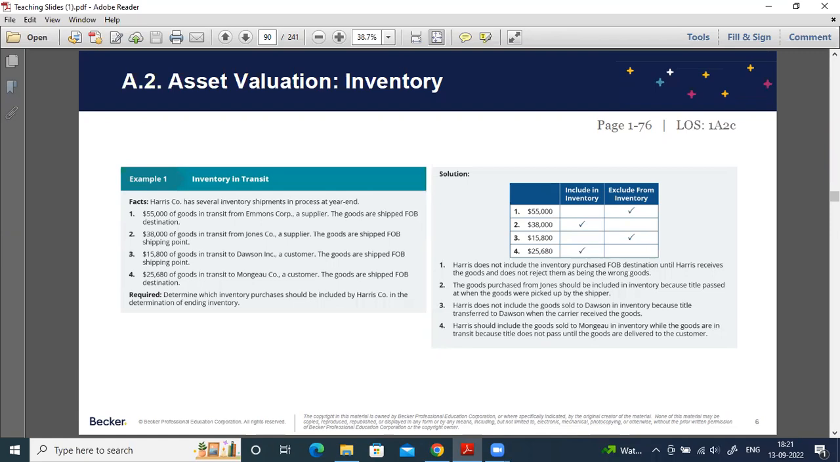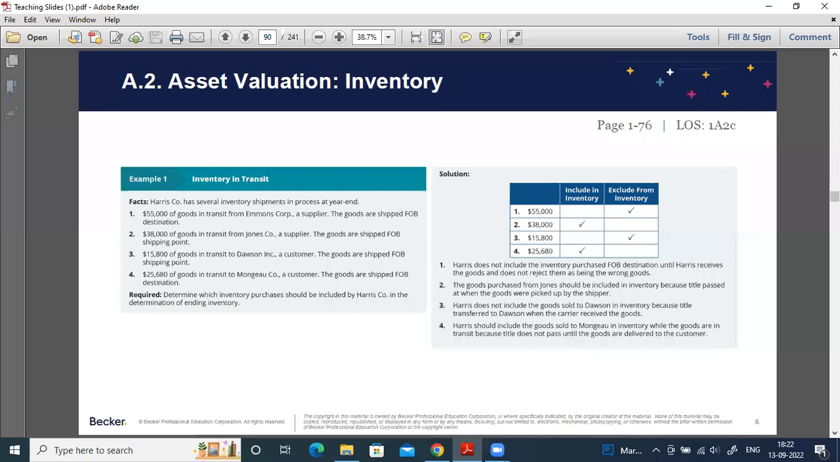Very interesting. Now the agreement is goods are shipped FOB shipping point. Now in this case, the question is, in the books of Harris and Co., do we need to include it in the inventory or exclude it from inventory? 15,800. Excluded, sir. Because when the goods are shipped FOB shipping point, I already mentioned that once it is given to the transport company, then the title passes to the purchaser. Now here Harris and Co is a seller, so definitely we need to exclude it from the inventory.